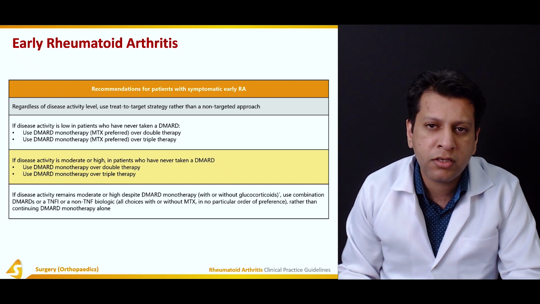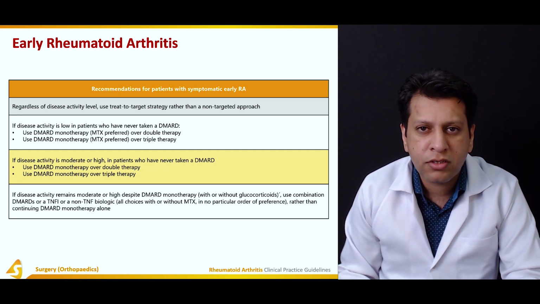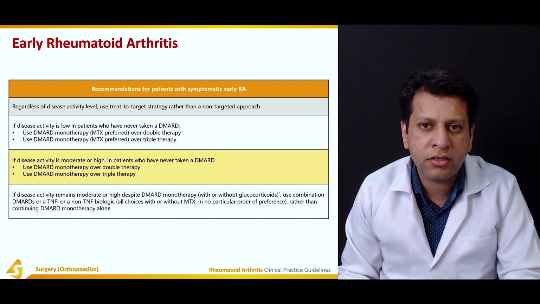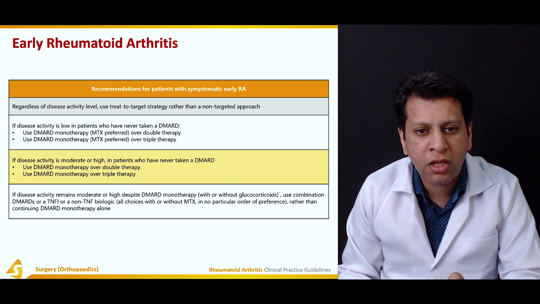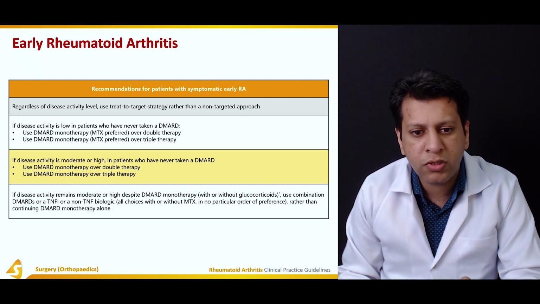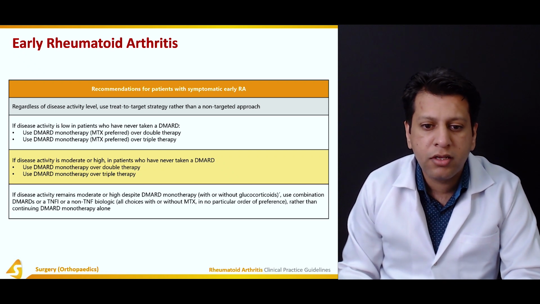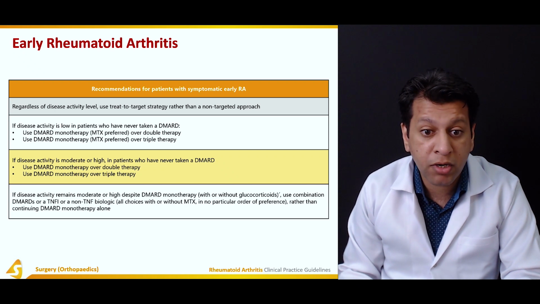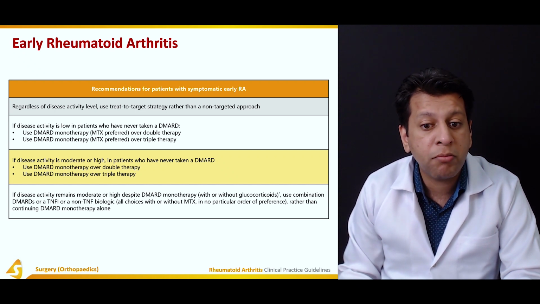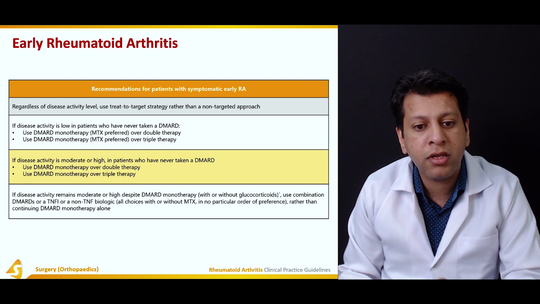Now, double therapy means combining methotrexate with sulfasalazine, and triple therapy means combining it with hydroxychloroquine and sulfasalazine. But usually DMARD monotherapy is preferable and it should be started as early as possible. If disease activity is moderate or high in patients who have never taken a DMARD, use DMARD monotherapy over double therapy and over triple therapy.